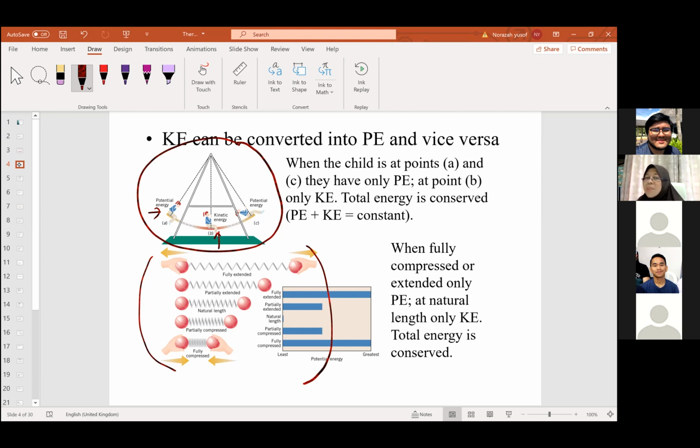So there is a process of conversion from potential energy to kinetic energy as well. It depends on the condition of the spring. Okay. So this is not really important, but it is for you to understand what is kinetic energy and what is potential energy.